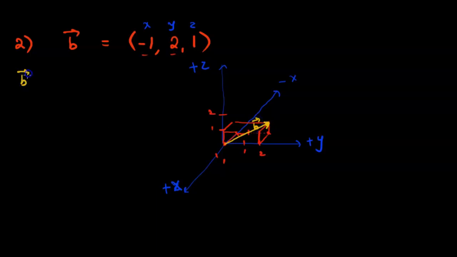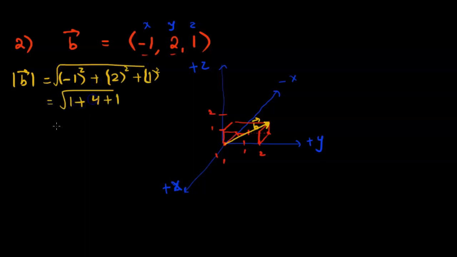Now if we have to find the magnitude of vector B, all we have to do is just take the square of the coordinates and square root it all. We'll be able to get 4, 5, 6, square root 6 units is our magnitude. And these are the different ways in which we can represent vectors.